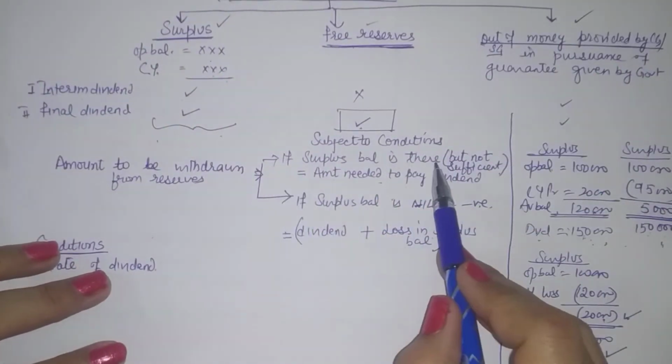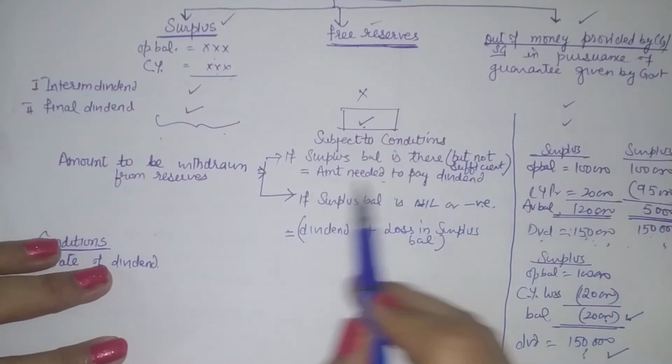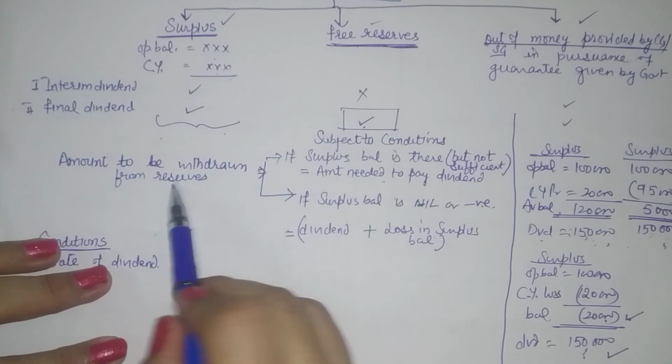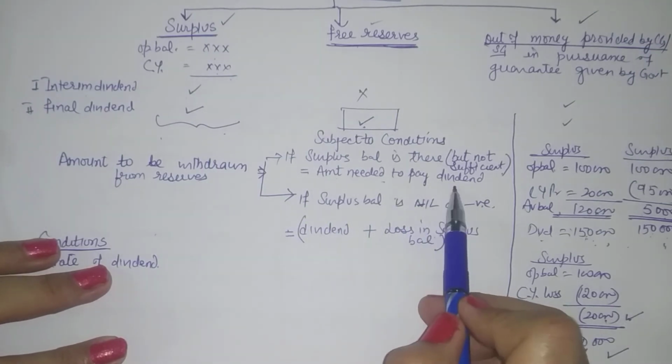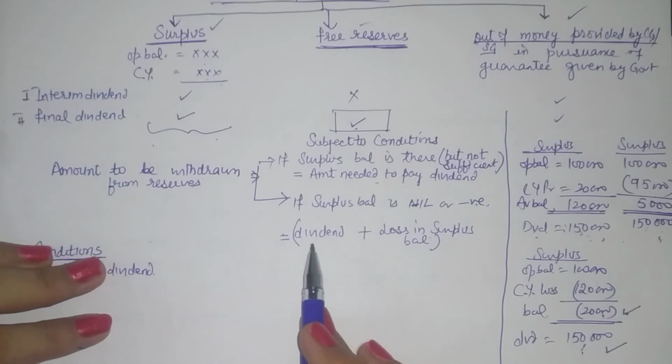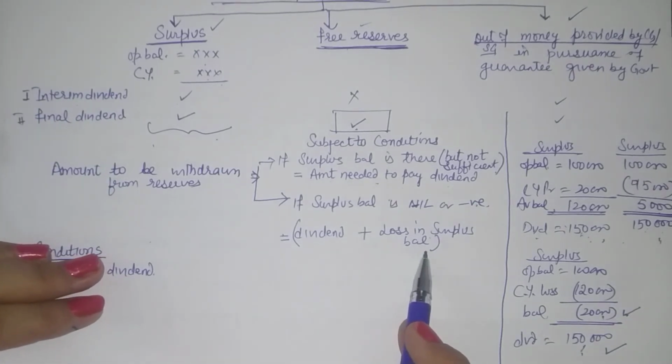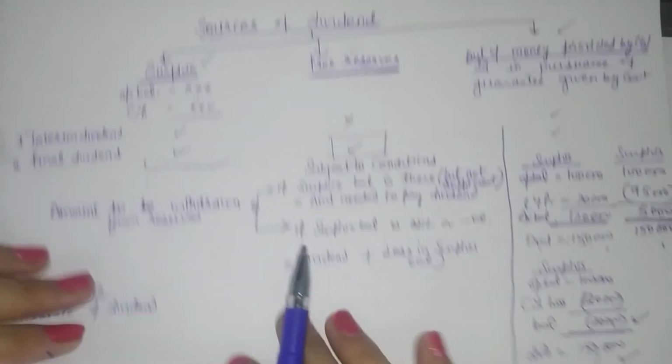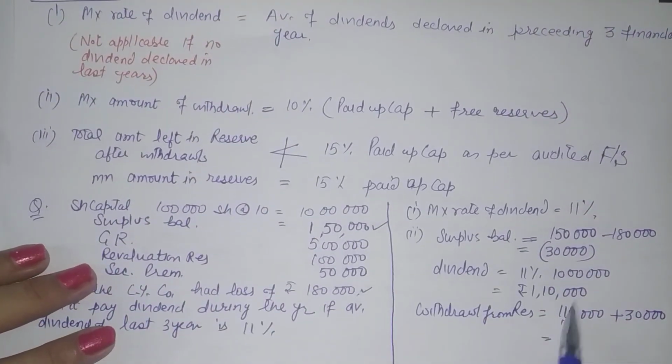If surplus balance is there, then the amount needed to pay dividend will be withdrawn, only the deficiency. But if the balance is negative, then we'll have to withdraw the amount for dividend and we'll have to make up the loss also. So in this case, we'll be adjusting the loss as well.